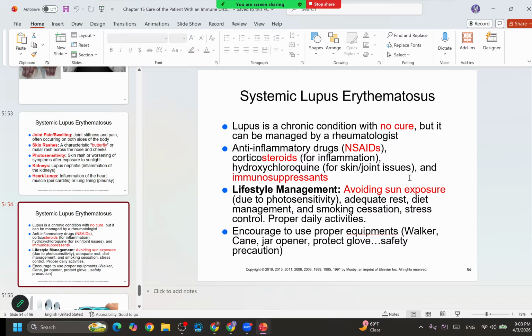Okay, so the patient will be taking some medication like NSAIDs, anti-inflammatory drugs, for the whole body inflammation and also for the joint pain. Maybe also use some steroid medication, also for the inflammation. And for the skin, we can use hydroxychloroquine. And for the skin and joint issues, also immune suppressants. I highlight this one, very important.